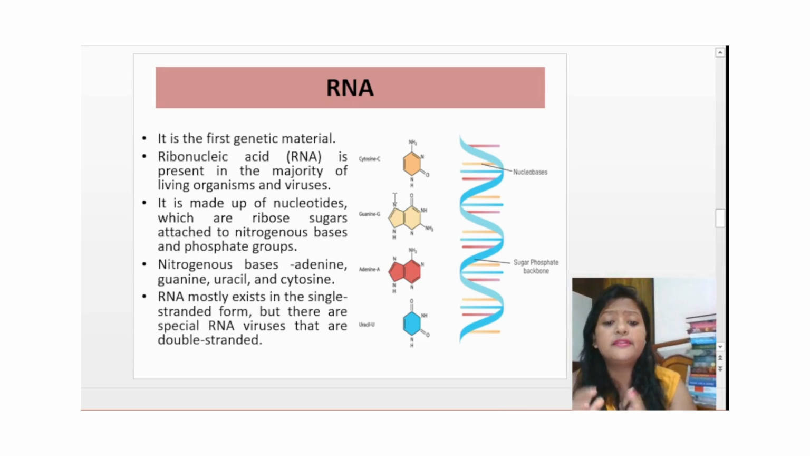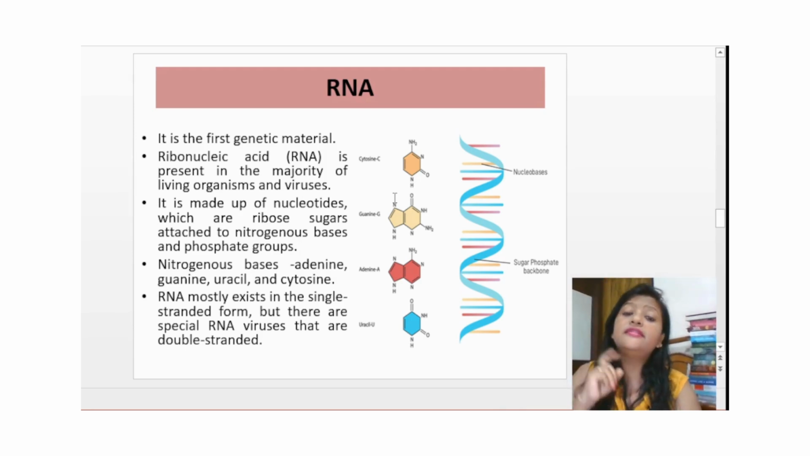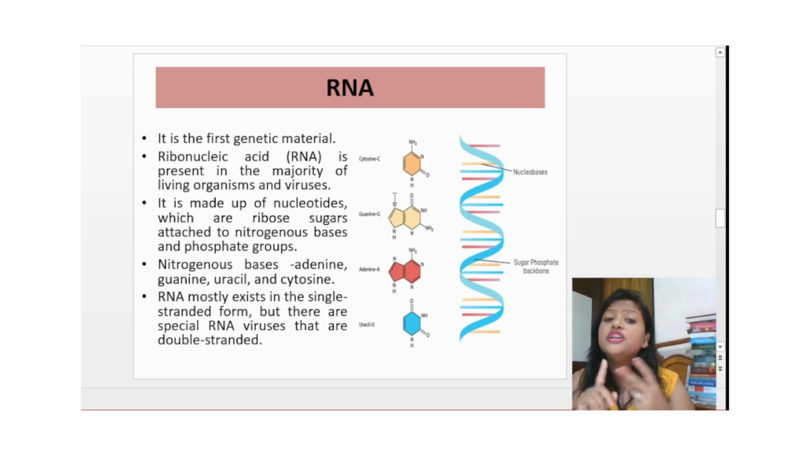Normally, RNA exists mostly in single-stranded form, but DNA is double-stranded. But there are some RNA viruses which are double-stranded in nature. They're special RNA viruses. Now in RNA there are A, G, U, C. Remember, I told you thymine is replaced by uracil. So in RNA we have adenine, uracil, cytosine, and guanine. These four are the nitrogenous bases present in RNA.